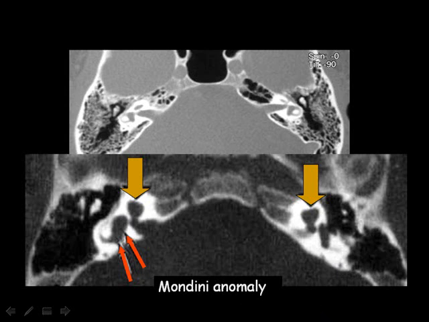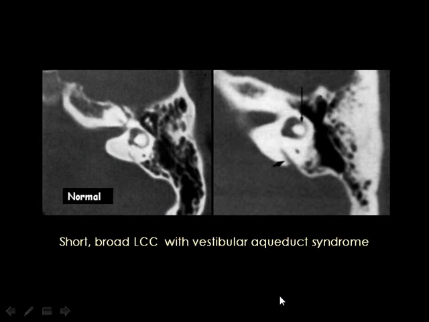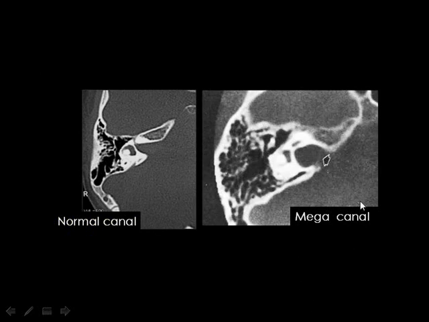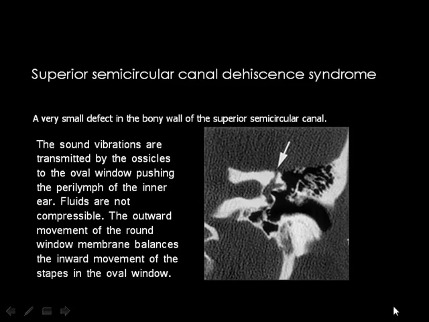Mondini anomaly may be bilateral and may be unilateral. Then the semicircular canal may be short, like this one. This is the normal width of the semicircular canal, but this canal is relatively shortened, and the vestibule is relatively widened, and the vestibular aqueduct is dilated. The internal auditory canal may also be dilated without any intracanalicular tumors, and this is known as mega internal auditory canal, which may be unilateral or bilateral. This is the normal configuration of the internal auditory canal.